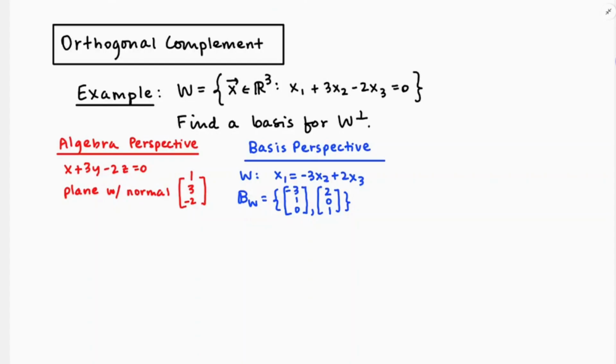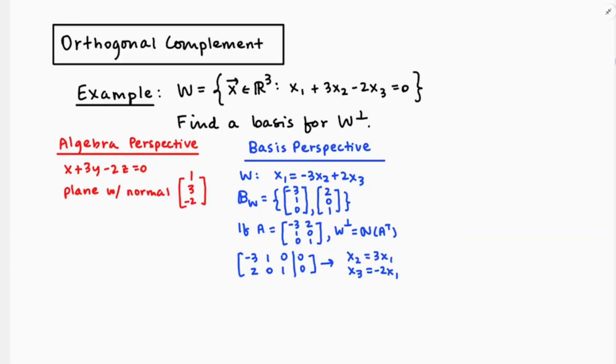Now we could put those together into a matrix, and W is the column space of A, and we know that something orthogonal to a column space is the null space of the transpose, the left null space. So we transpose, augment with 0, and row reduce. This is already row reduced enough for me to write down my solutions. That tells me x2 is going to equal 3 of x1, and x3 is going to equal negative 2 of x1. So x1 is the free variable, and that gives me the basis 1, 3, negative 2. Again, the same answer.